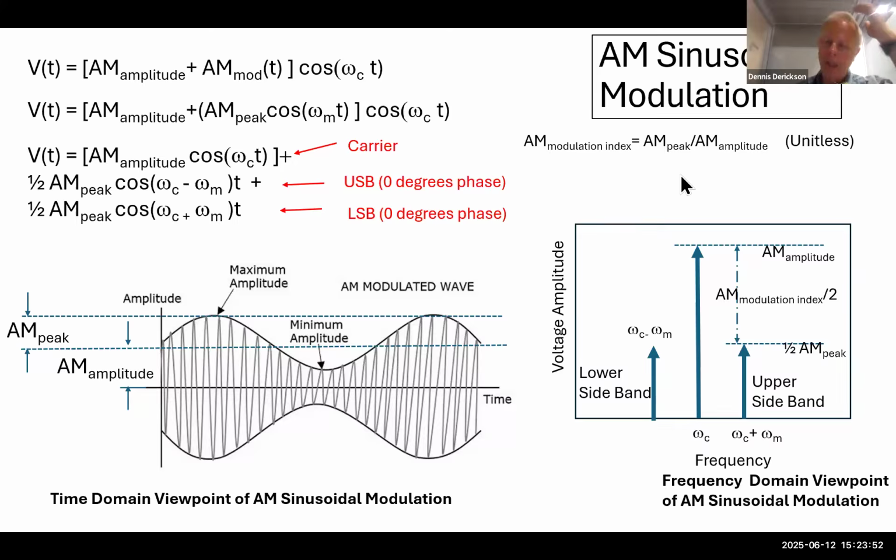In the frequency domain, we have the carrier, which has the AM amplitude, and then we have the upper sideband and lower sideband, which are going to be half of the AM peak amplitude, or if you compare the two, it's just going to be the AM modulation index divided by 2. I know this is a quick overview, but I just wanted to have you see it again if you haven't seen it before.